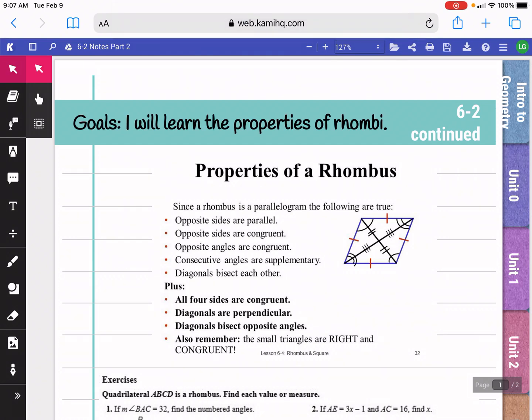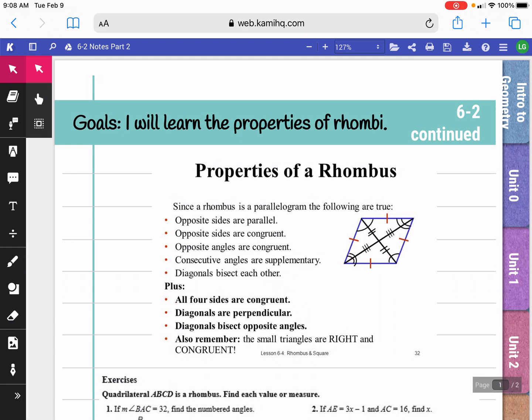In this video, we will be learning the properties of rhombi. So when you have a rhombus, it's just like a parallelogram where opposite sides and opposite angles are congruent. The diagonals bisect each other. Now, here, the diagonals also bisect the angles at each corner.